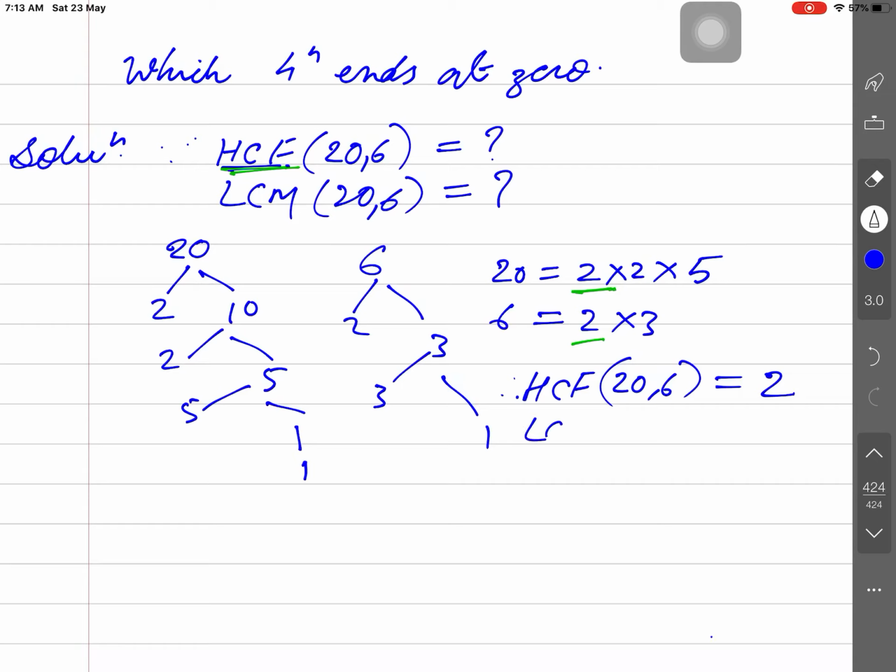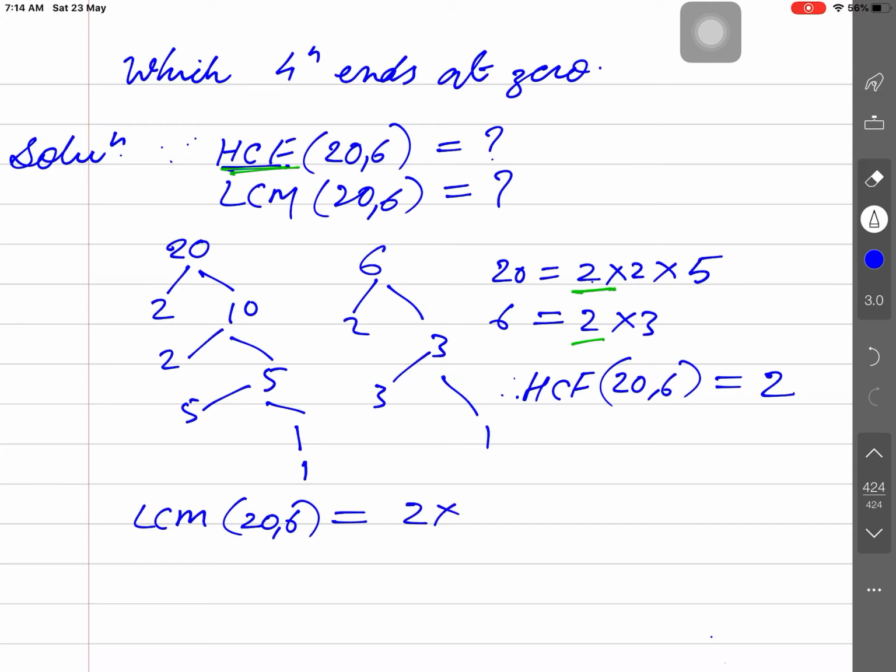Similarly, the LCM I have to find out here. The LCM of 20 and 6. What is LCM? LCM is least common. What does least common mean? Tell me, please, what is the least common concept? Least common means it must lie in at least one of them. So see here, 2 is lying in that, obviously. So all factors are to be written here. This 2 is in at least one. At least one means if it is in both, then you have to write it once only.